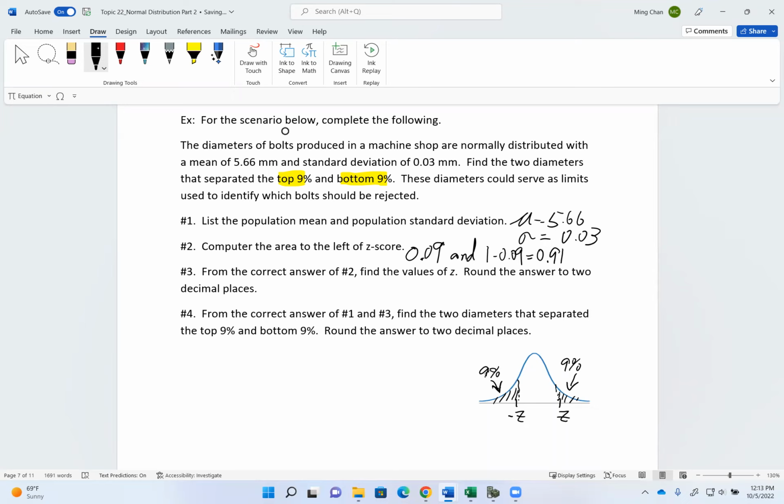So find the value of z. So basically I have 2 z-scores I'm going to find. These two answers only differ by the signs. Okay, so if I do inverse norm of 0.09, comma 0, comma 1, that will give me my z-score.